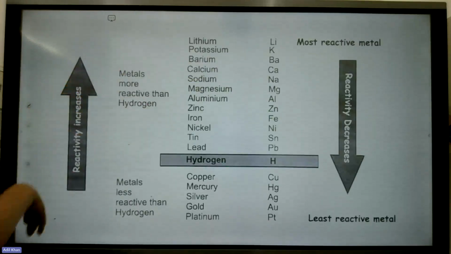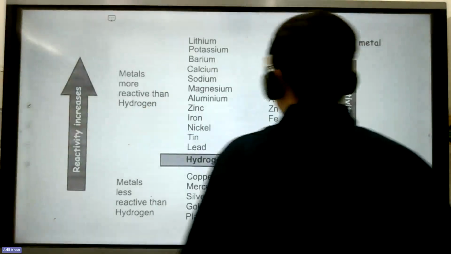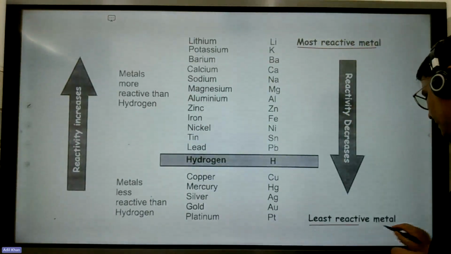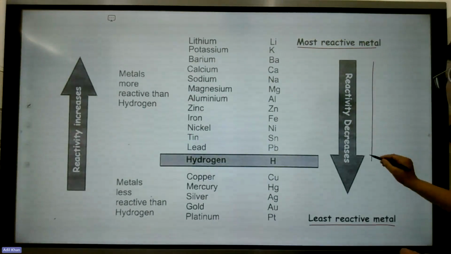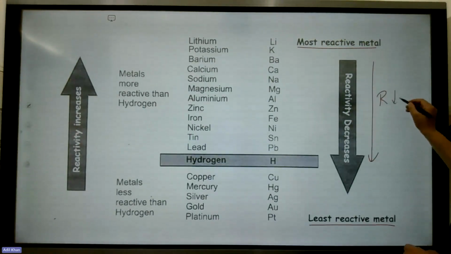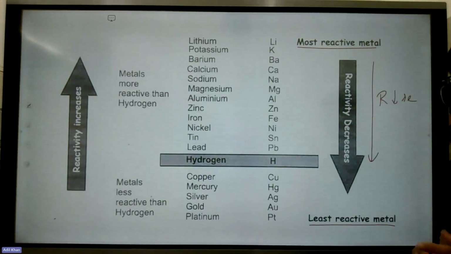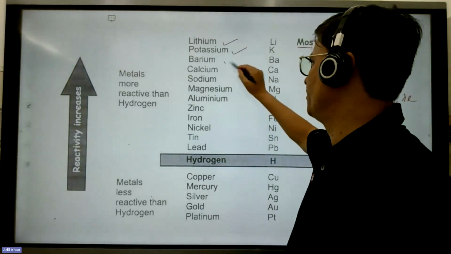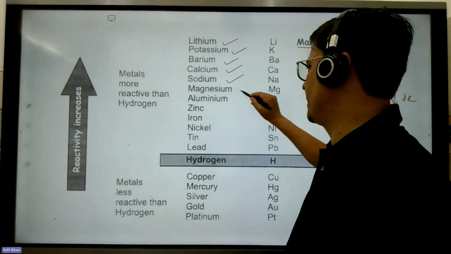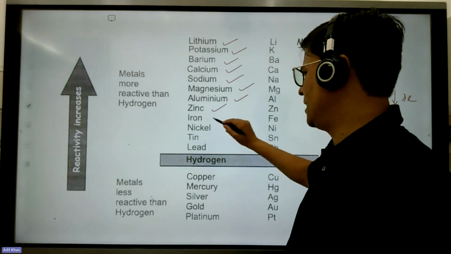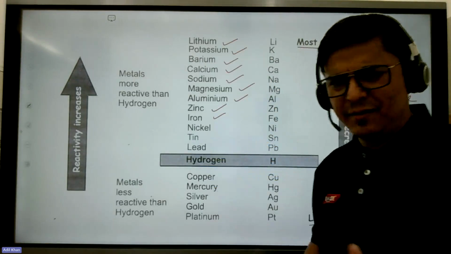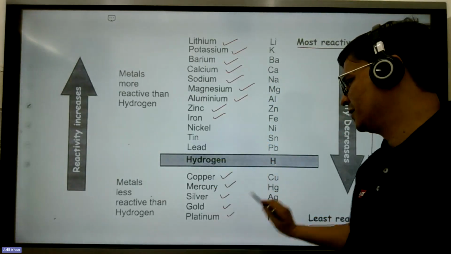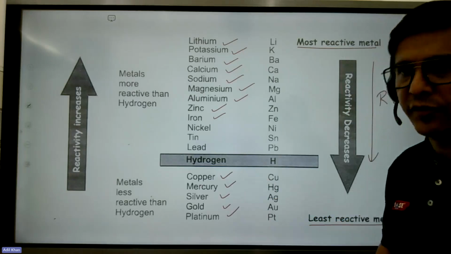I want you to know this series. The most reactive metal is on the top and the least reactive metal is at the bottom. And as you come down, the reactivity keeps on decreasing. Lithium is more reactive, followed by potassium, barium, calcium, sodium, magnesium, aluminium, zinc, iron, nickel, tin, and lead. They are moderately reactive. Copper, mercury, silver, gold, platinum, they are least reactive or they do not react.